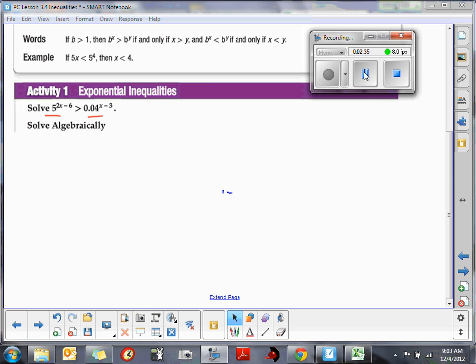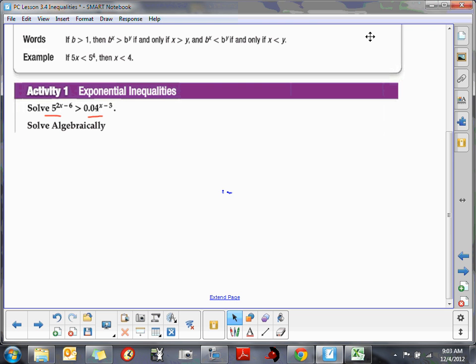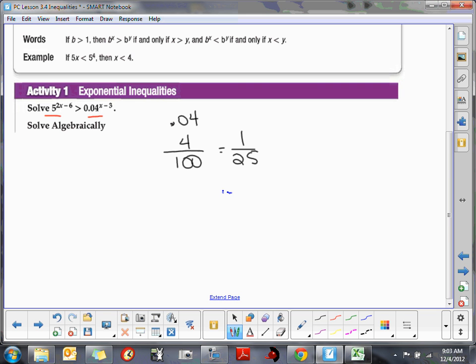So I've got to orient the board for a moment. Okay, back in action here. So there's 4 hundredths. If I think of writing that differently, that's 4 over 100, which could be reduced down to 1 over 25, and that makes it a little bit easier to recognize the common base. We have 5 raised to 2x minus 6 has to be greater than, and now I'm going to use a different representation of 0.04, so I'm going to use 1 over 25 raised to the power of x minus 3.